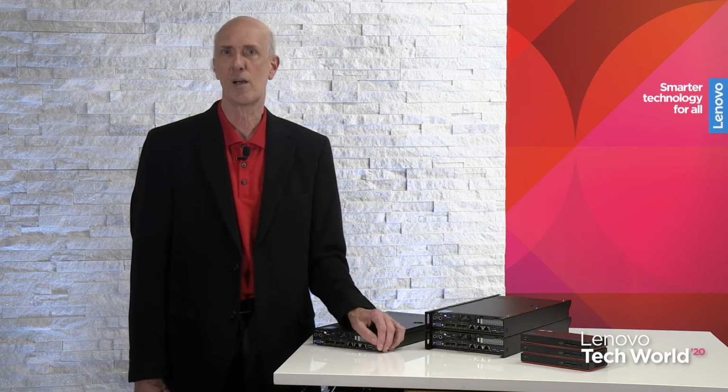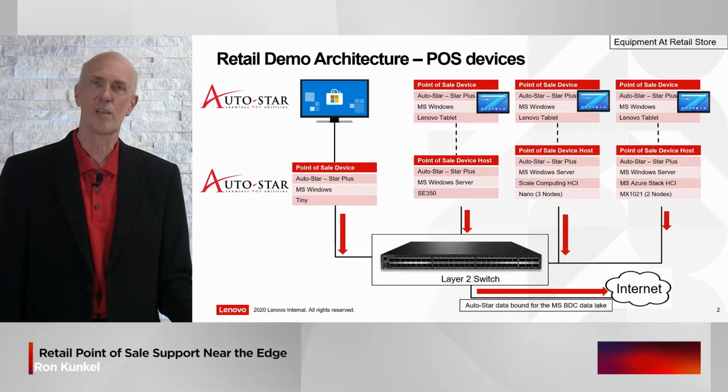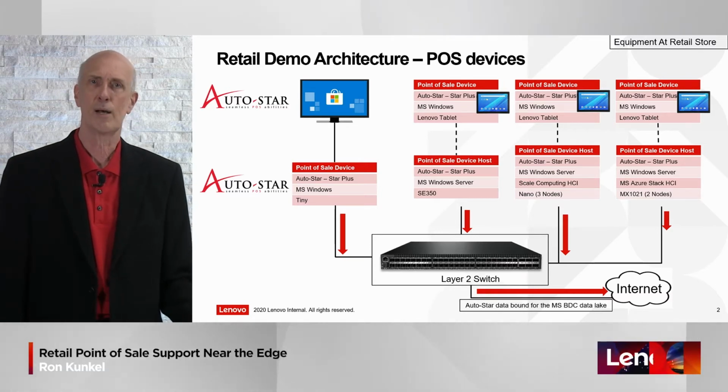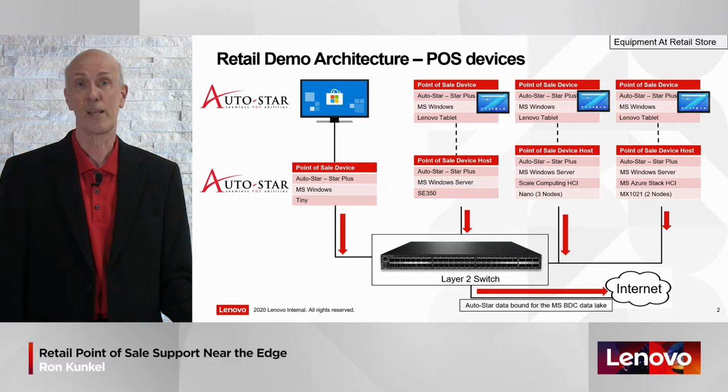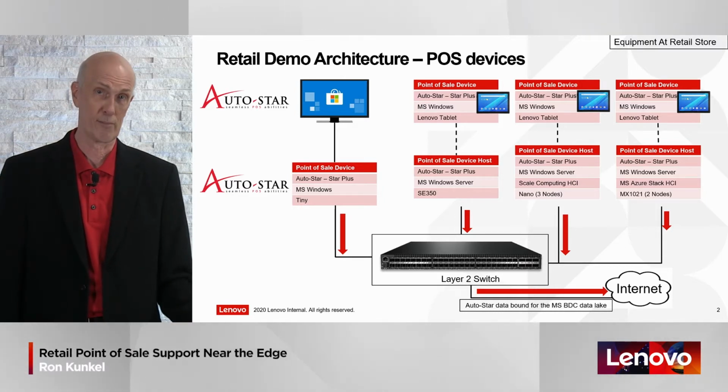So with that, let's take a look at the different servers that we made a part of this demonstration and this architecture. As you're getting into retail applications, there are some things for you to think about. Normally, if you're going to have a single point of sale platform that's PC based, you might use a Nano or a Tiny to run that point of sale platform. And in that instance, if you're deploying with AutoStar, you would be using the Star Plus platform.